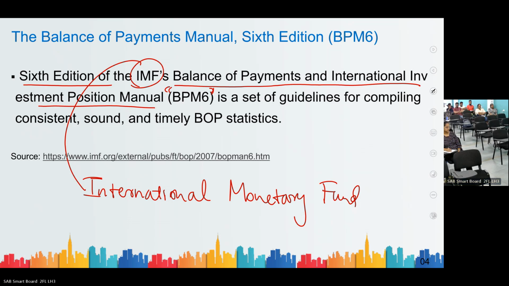the IMF. It provides guidelines for compiling consistent, sound, and timely BOP statistics. This is important because then all countries will follow the same format, same framework, same guidelines. So there will be consistent reporting followed by each and every country.